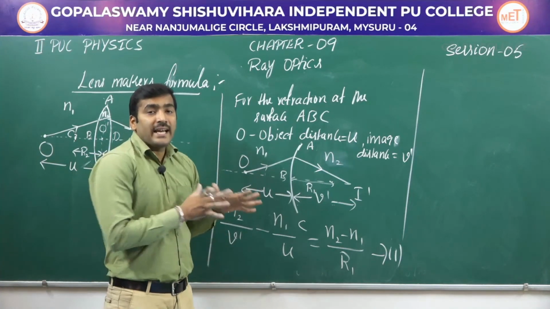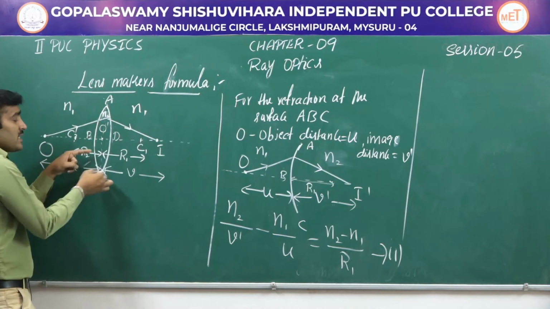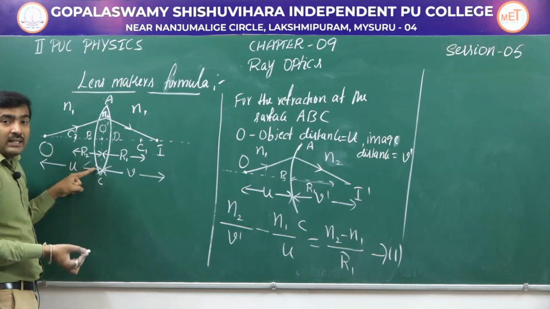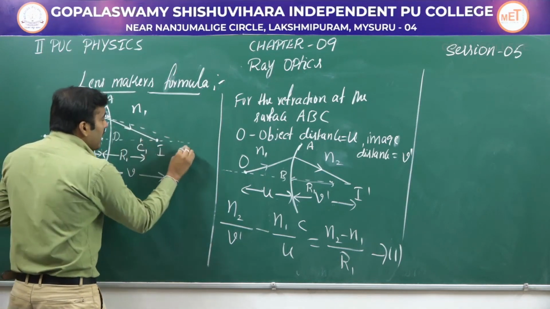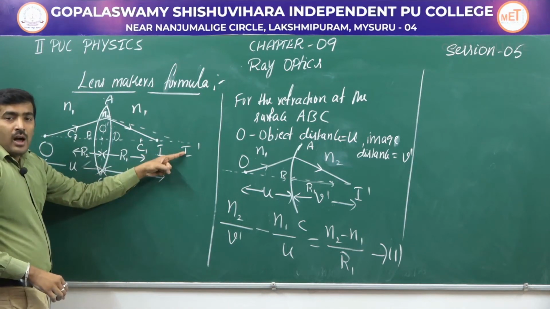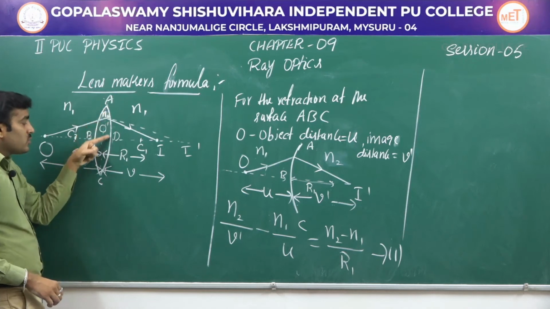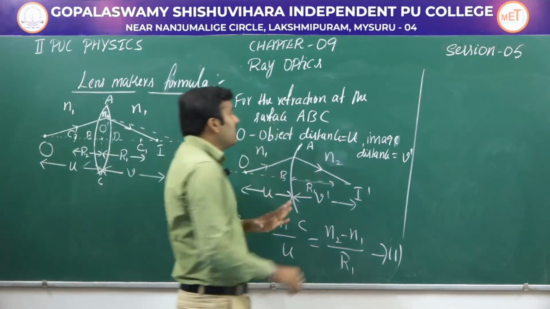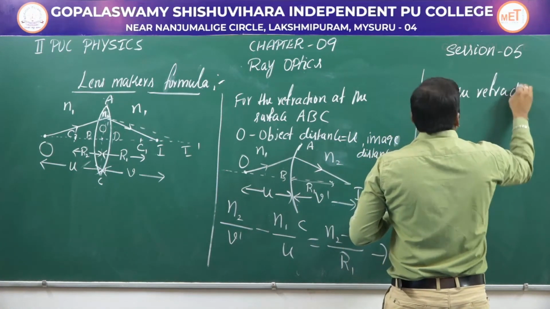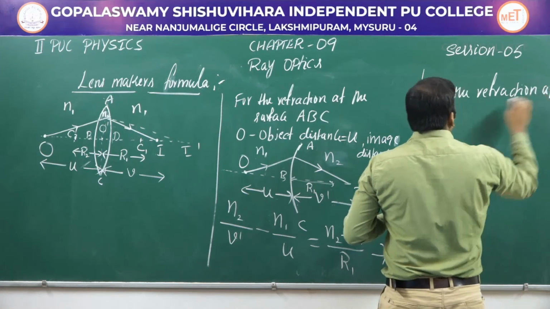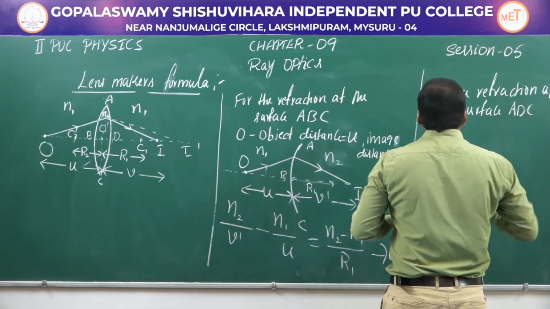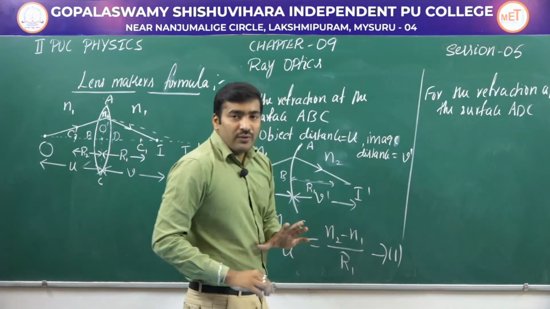Now we will consider the second refraction, the refraction due to the surface ADC to form the final image. The surface ABC has refracted the light and already formed an image I dash in the second medium, correct? And now we should consider the refraction through this surface ADC. Let me write it here: for the refraction at the surface ADC.